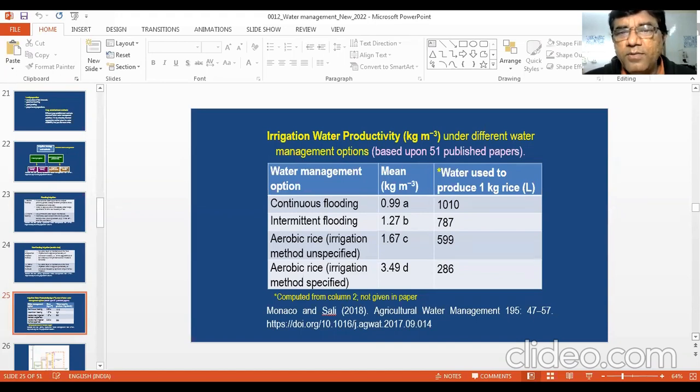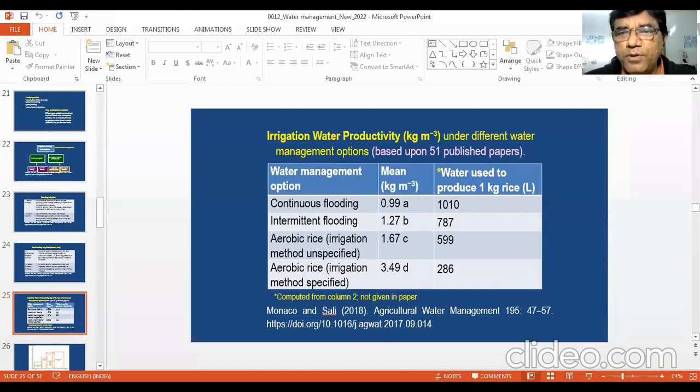And in continuous flooding, it was just 0.99. Means you applied more water, but you get less grain. But in intermittent flooding, here you applied comparatively less water, but more grain, 1.27 kg per cubic meter or per 1,000 liter. Then if your method was aerobic rice and irrigation method unspecified, then this was 1.67. Aerobic rice irrigation method is specified, drip or sprinkler system. Here you can see the water productivity was highest. So roughly 4 times of continuous flooding, 3.49.